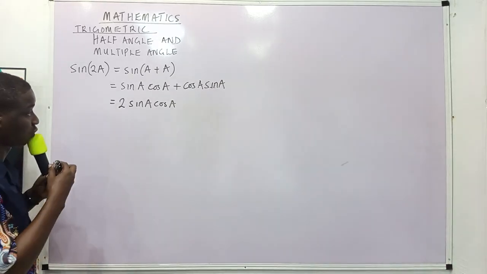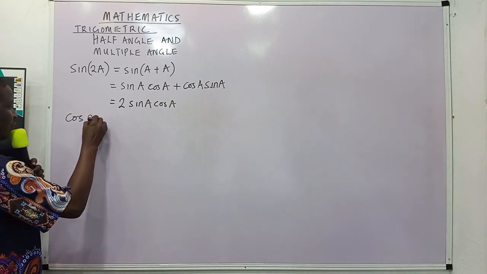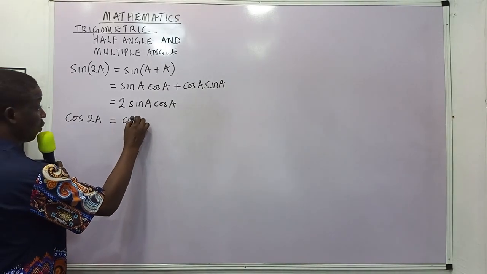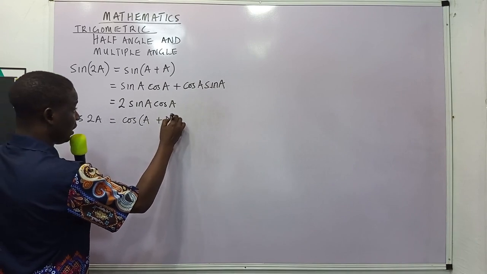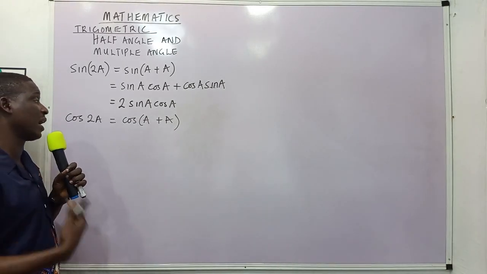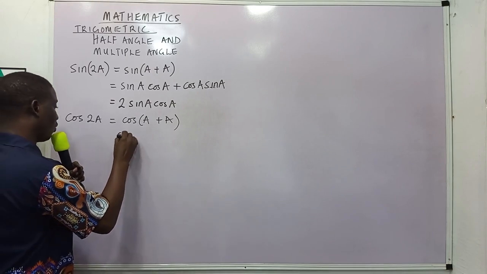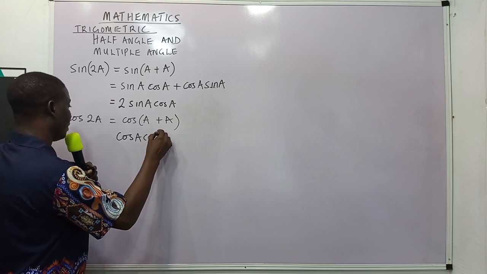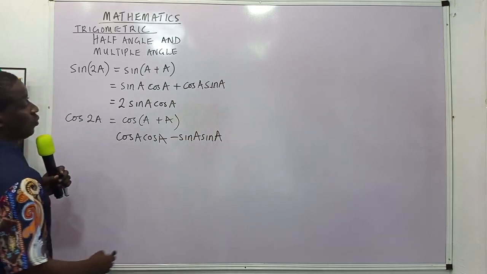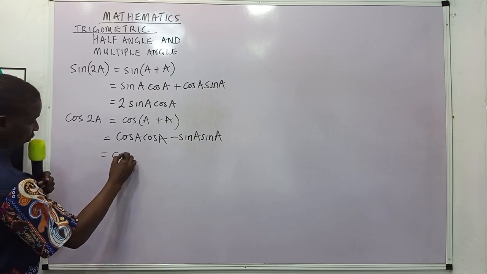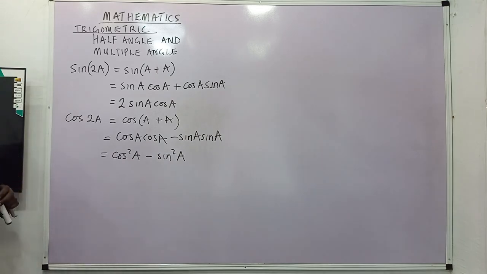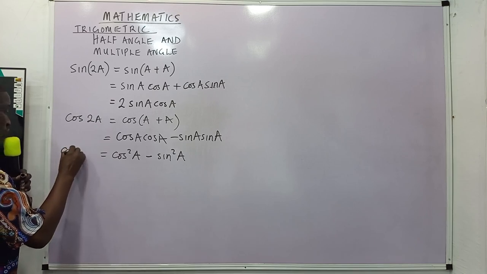Now let us take another one. Let's say we want to look for cos 2A. What is cos 2A? Cos 2A is cos A plus A. That's what cos 2A means. Now, what we are going to have is cos A cos A minus sine A sine A. So take note of this. This one now becomes cos square A minus sine square A, which is equal to cos 2A.